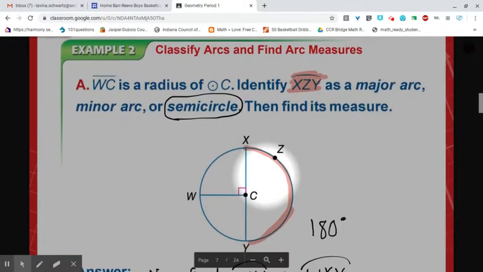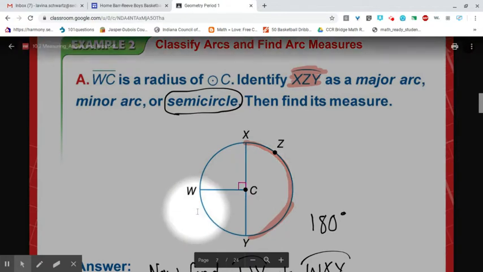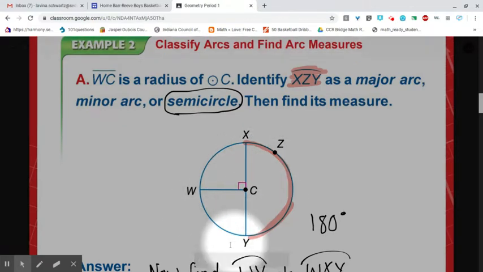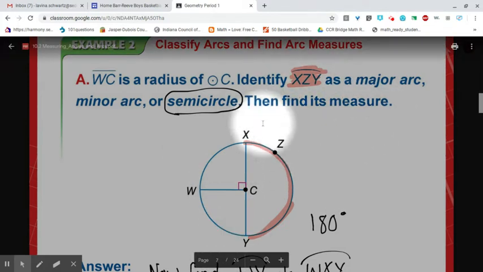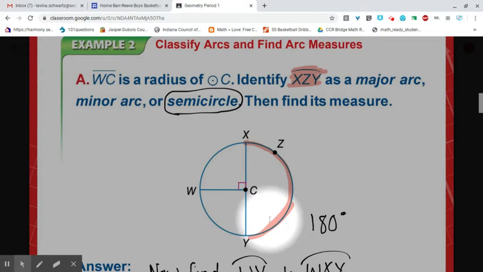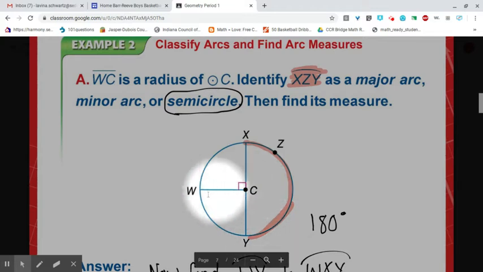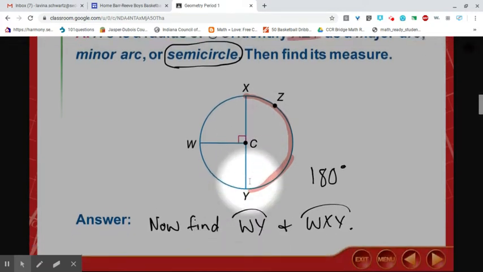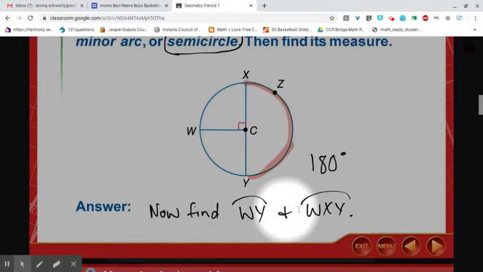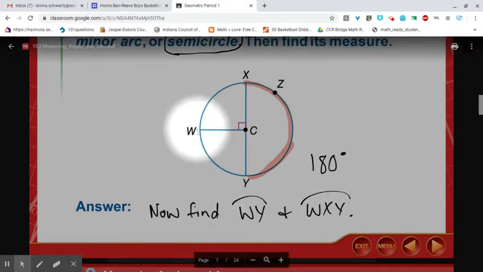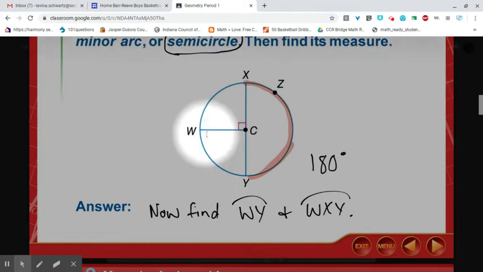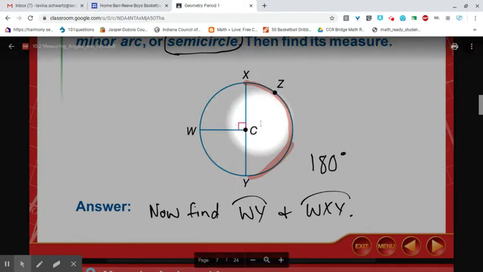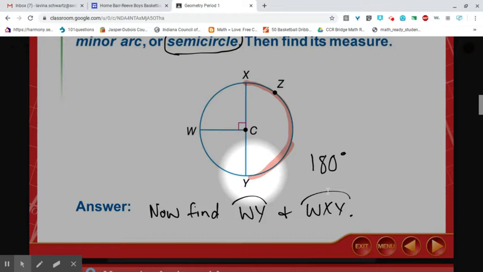So WC is a radius. Identify XZY as a major, minor, or semicircle. Then find its measure. So XZY is a semicircle because if this is a radius, that is a radius. If we have 2 radii together, we have a diameter. Now find WY and WXY. So find measure of arc WY and the measure of arc WXY. So what would those measures be?